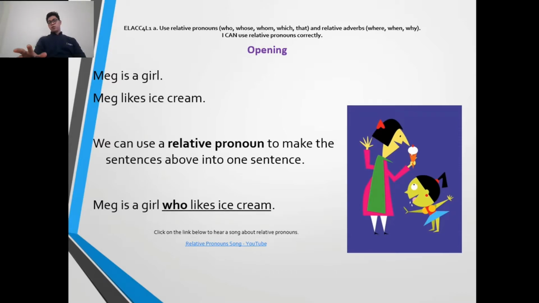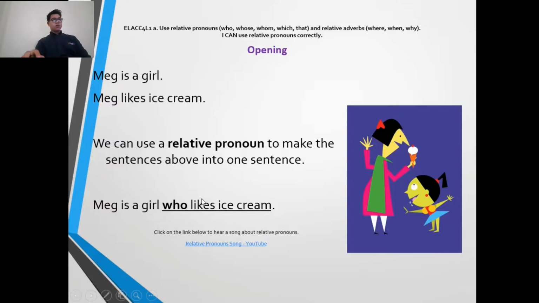Okay, by watching the video, I hope you get a little bit of understanding about the relative pronouns that we will learn today. As the opening, we see there are two sentences here. Mega is a girl. Mega likes ice cream. We can use a relative pronoun to make the sentences above into one sentence. As we know, this is two sentences. Using the relative pronoun, we can combine it to be one sentence. How can that be?